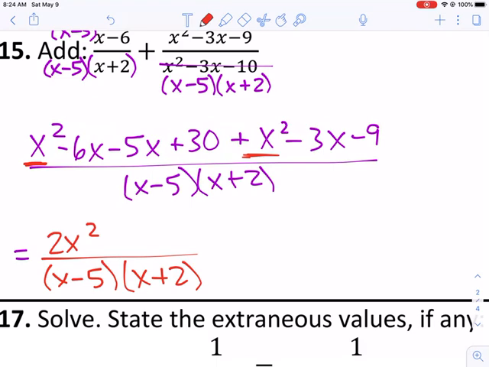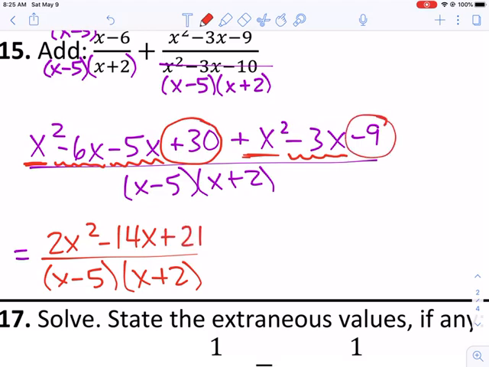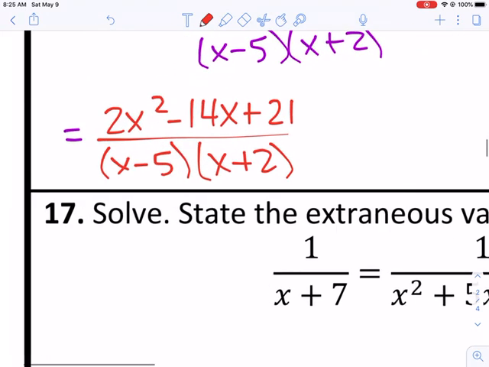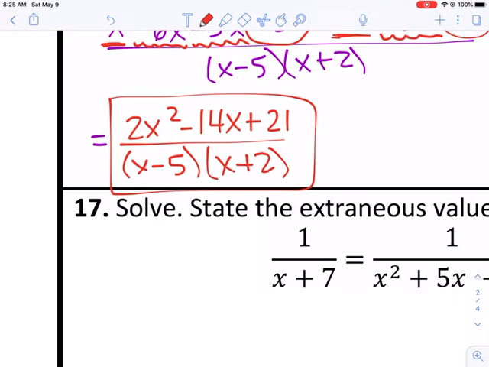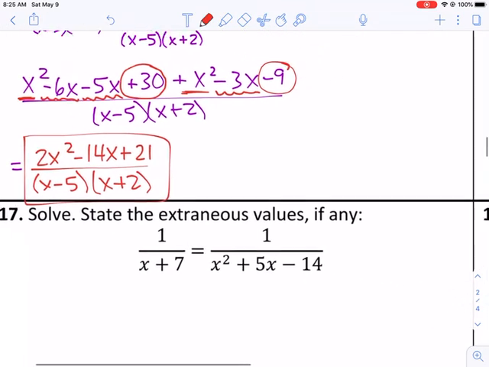All right, next we're going to look at our x's. So we've got negative 6x, negative 5x, so that gets us negative 11. And then one more, negative 3. So negative 11 minus 3 more is negative 14x. And then our constants, 30 minus 9 is a positive 21. All right, now that all of our like terms are combined up here and then the denominators are factored out, we can't reduce, and so we're good.